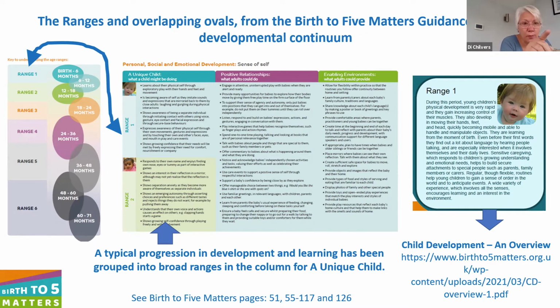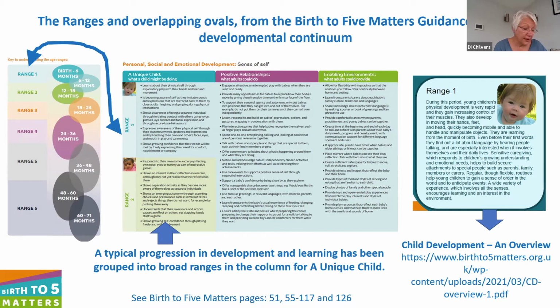Now the ranges, you can see with the wobbly arrow going from the ranges, showing the pages in Birth to 5 Matters at the back, where there is a helpful guide, but it's very broad. They're looking at very broad statements and ranges.